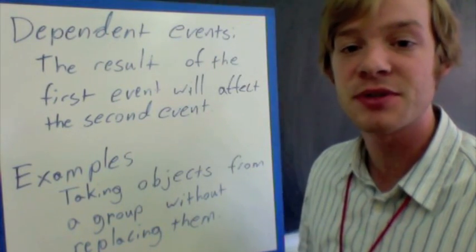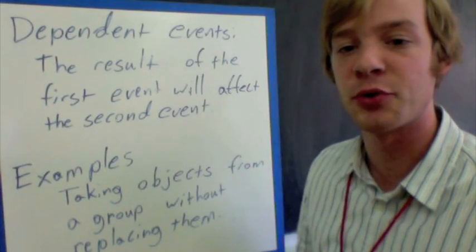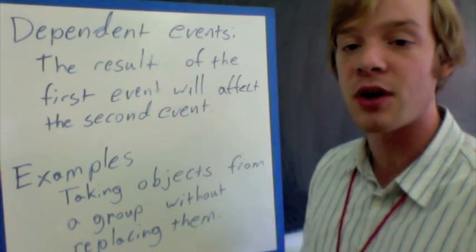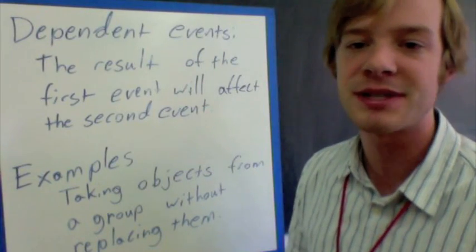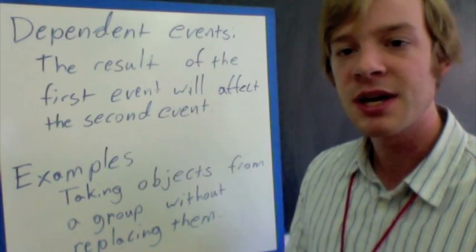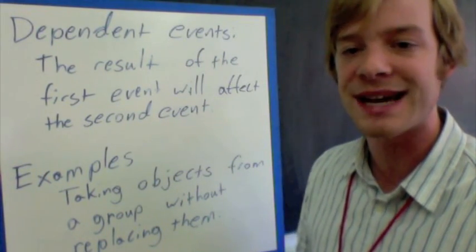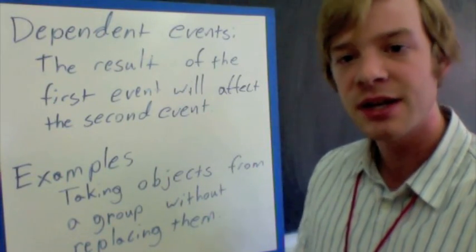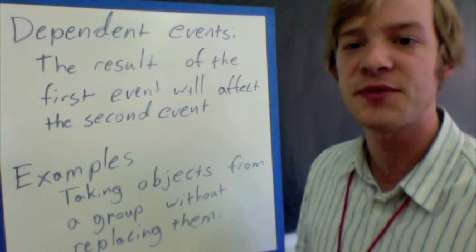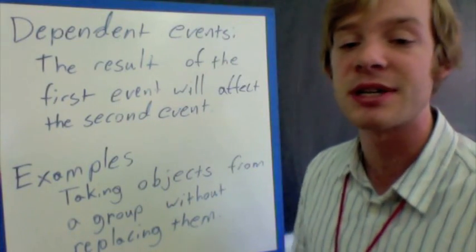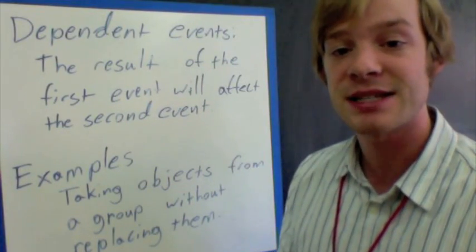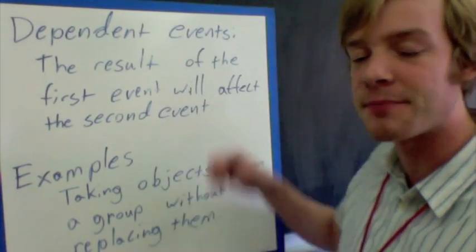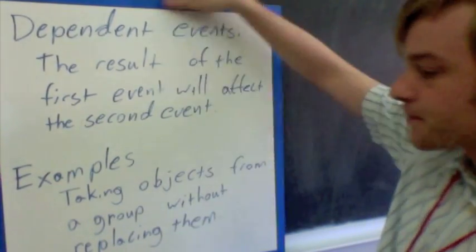An example of this would be taking objects from a group without replacing them. What this means is, for instance, if you're drawing cards out of a deck of cards and you're keeping them, let's say you're playing poker or something, if you take one card out of a deck, well, now you don't have 52 cards anymore, you've got 51 cards in the deck, and if you take another card out, you've only got 50 cards in the deck. So your probability is going to change a little bit as things are going along. Let's take a look at an example of what this looks like in a problem.